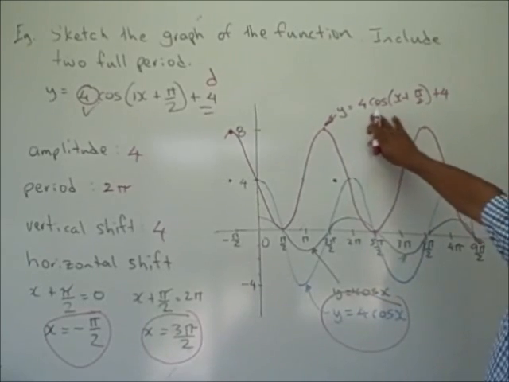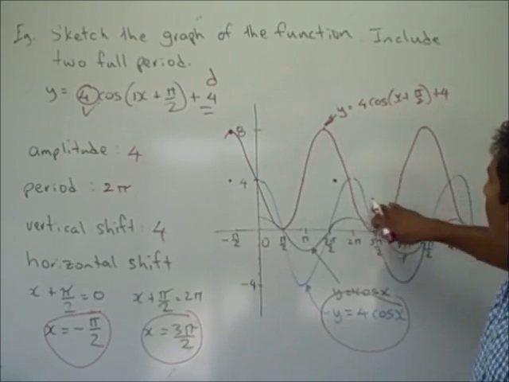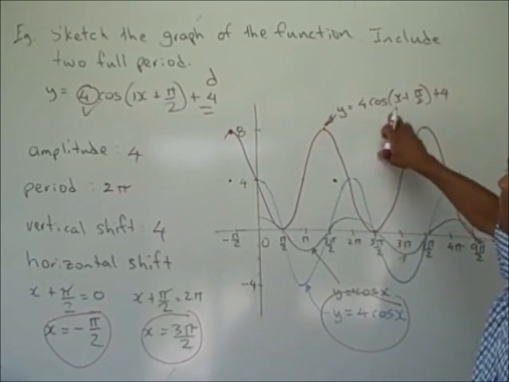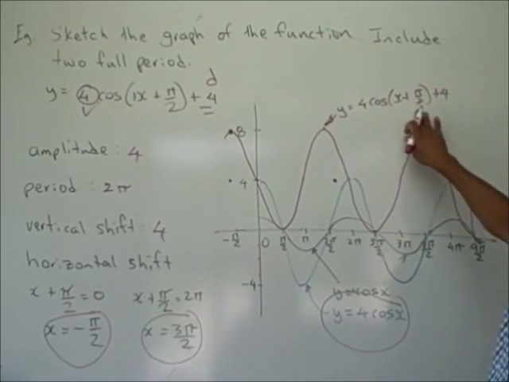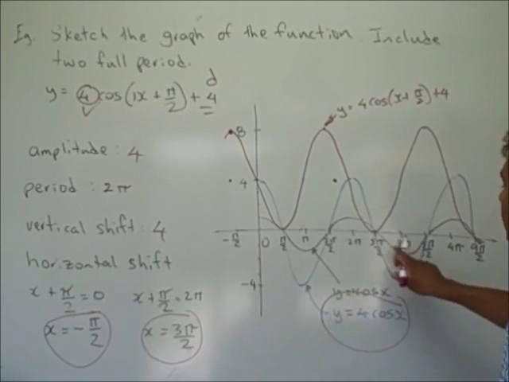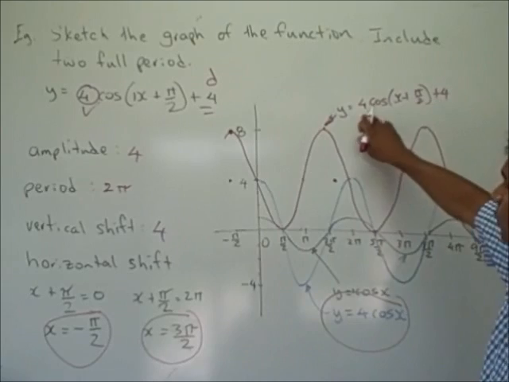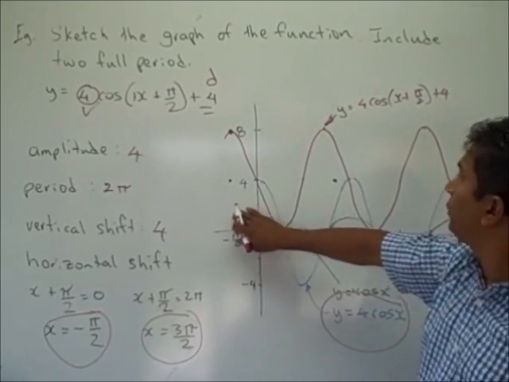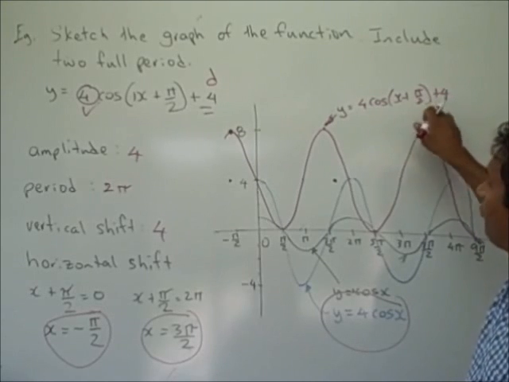So here, in purple, we have our function y is equal to 4 times the cosine of x plus pi over 2, plus 4, which is our basic cosine function with an amplitude of 4 in blue, shifted pi over 2 units and up 4 units.